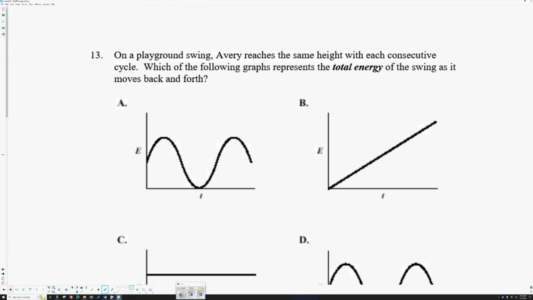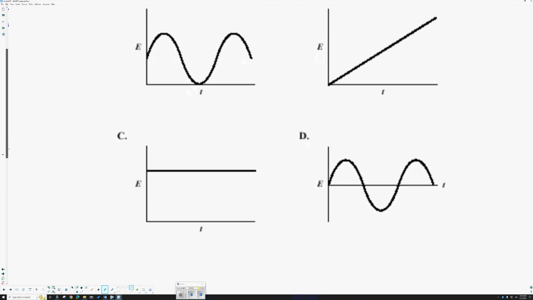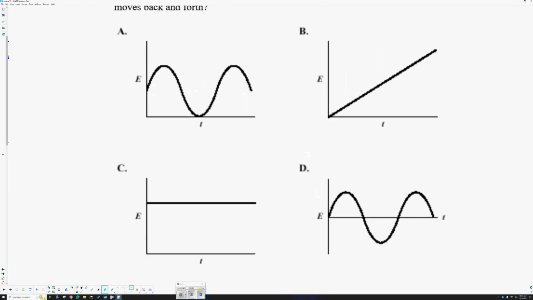And finally, question 13. On a playground swing, Avery reaches the same height with each consecutive cycle. Which of the following graphs represents the total energy of the swing as it moves back and forth? We know that the potential and the kinetic energy are going to change. As the swing goes up, kinetic energy goes down and potential energy goes up. But as the swing goes down, kinetic goes up and potential goes down. But the total energy remains the same over time, which means the answer to this question, the total energy of the swing set as a function of time, is going to be D.